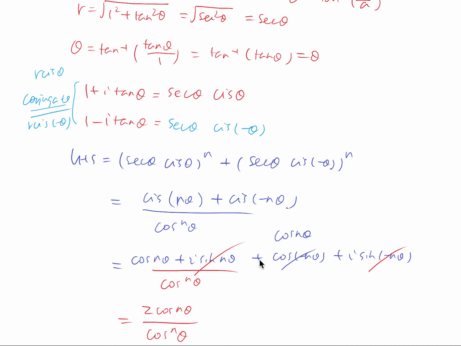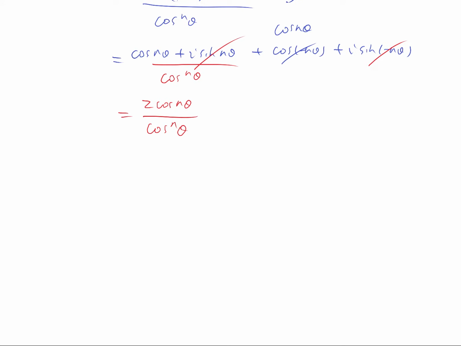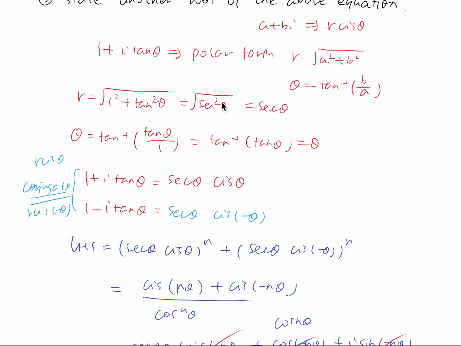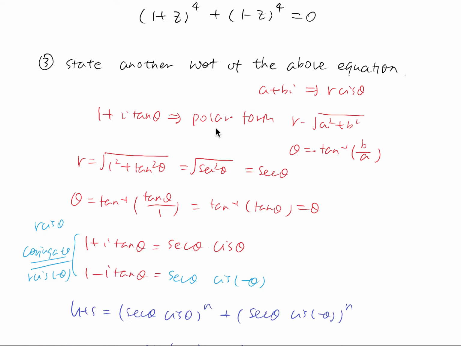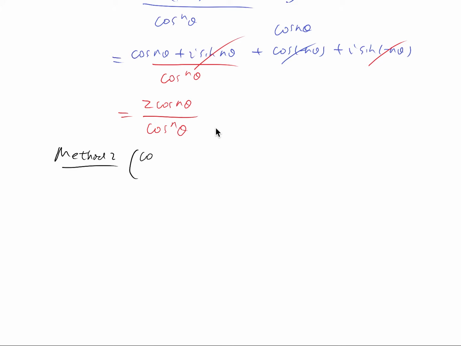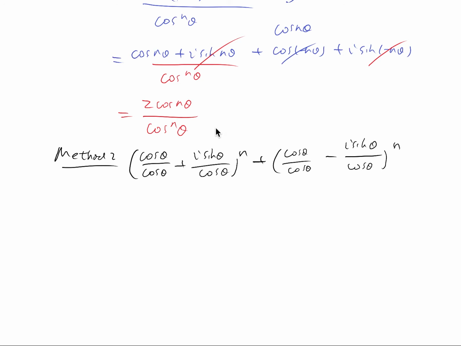Let's have a look at method 2. Instead of converting everything into polar form, I just want to convert tan θ. In trigonometry, whenever it's a tangent, we convert it into sine over cos. So if tangent is sine over cos, 1 would be cos over cos, because we want to make sure they both have the same denominator. Method 2 will have (cos θ/cos θ + i sin θ/cos θ)^(n) plus (cos θ/cos θ − i sin θ/cos θ)^(n).